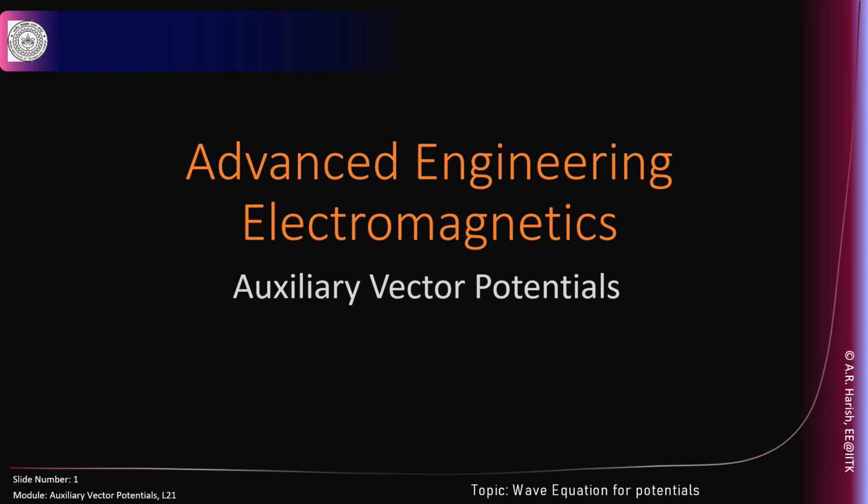So far we have been working with plane waves. That is one of the solutions of Maxwell's equations. Today we are going to ask the question, can we come up with a procedure to write different types of solutions? That is achieved via what's known as auxiliary vector potentials.